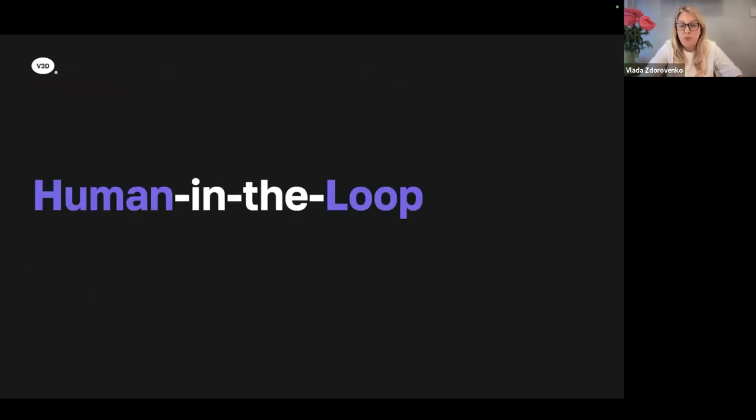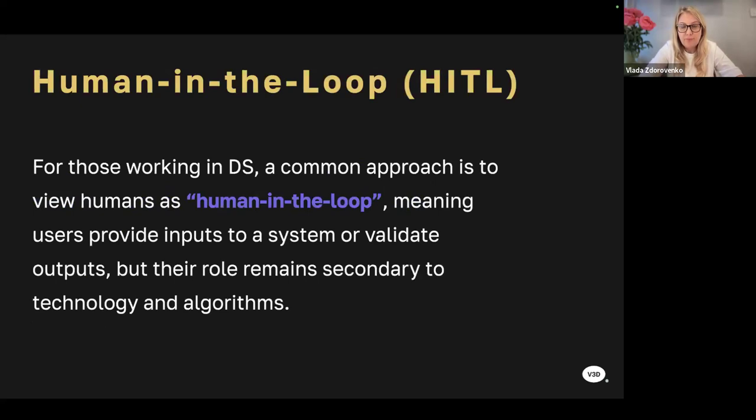What does human in the loop mean? For those who work in data science, their common approach is to treat users and humans as the human in the loop. So in this regard, users are not the main focus. They are validating the system, they are validating outputs, and their role is not primary, it's secondary. And technology and algorithms are the main focus.